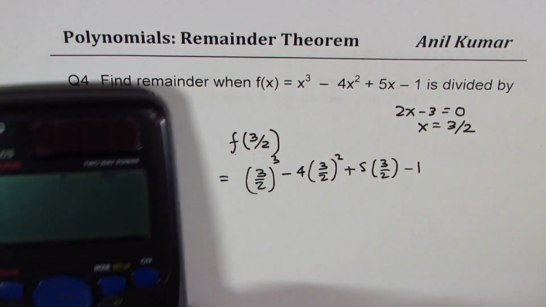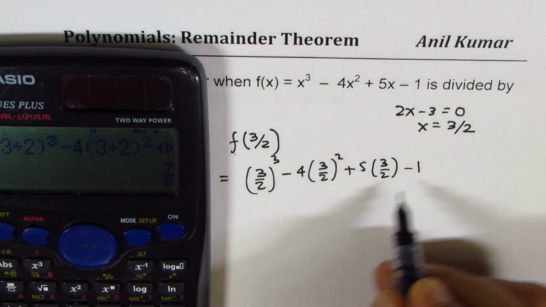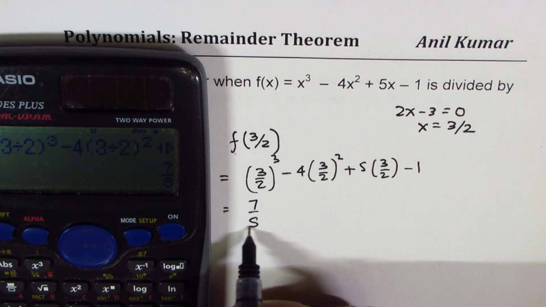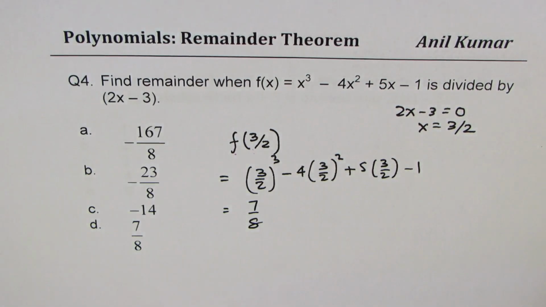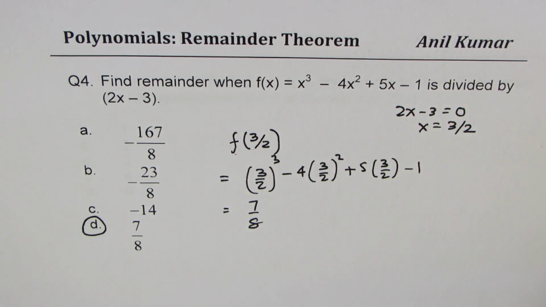So let's use the calculator once again. Within brackets, 3 divided by 2, you could use 1.5 also, whole cube minus 4 times within brackets 3 divided by 2 whole square plus 5 times 3 divided by 2 minus 1 equals. So we get this as equal to 7 over 8. So our answer is 7 over 8, which is option D, right? So that is how it could be done.